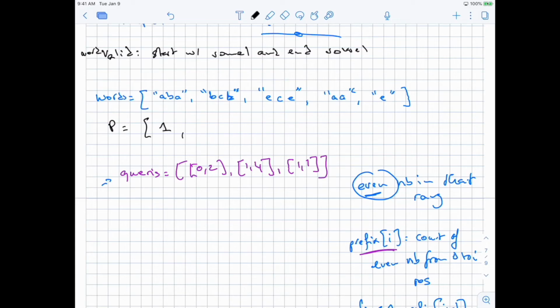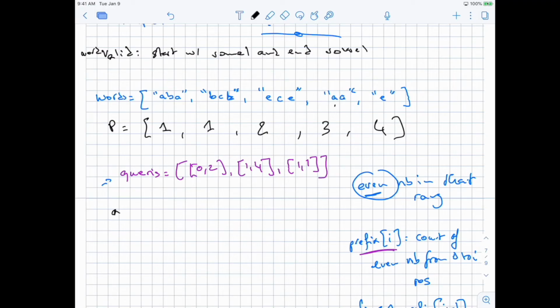Now we take a look at BCB. It's not valid, so we just do prefix I minus 1, the same thing we did previously for the numbers, and we add, so it's just 1 because this one is 0. ECE, is this valid? Yes. So we take prefix of I minus 1 plus this value 1, so we have 2. Is this one valid? Yes, it is. And so we just say 2 plus 1, 3. Is this one valid? E, yes. So 4.